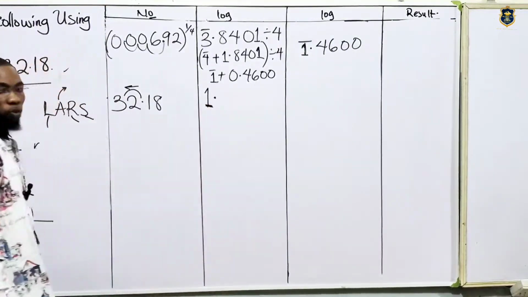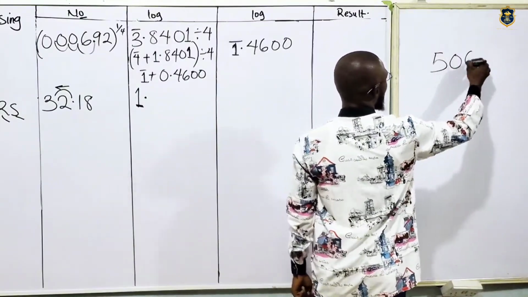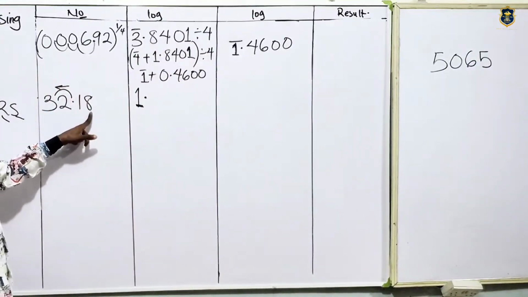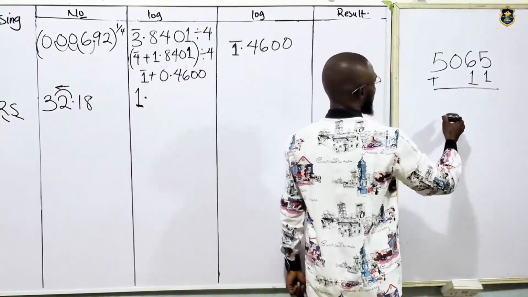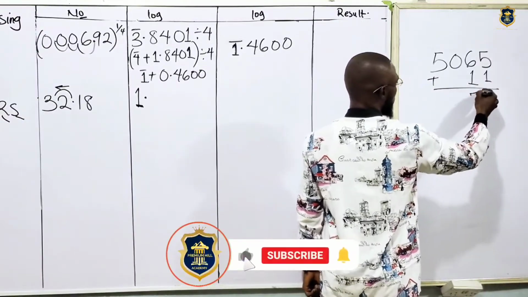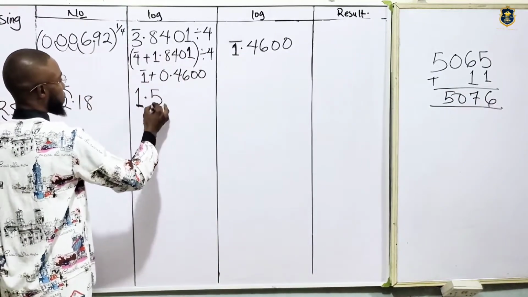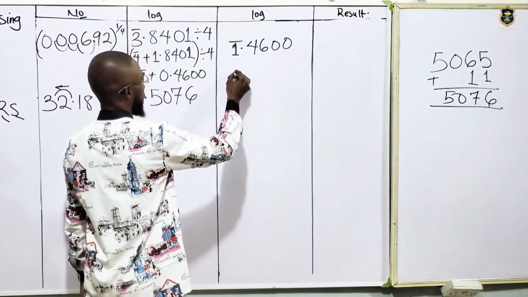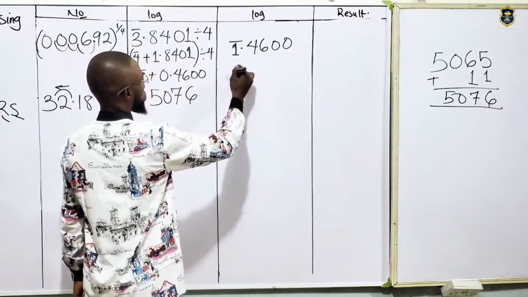So put the point. We look for the logarithm of 32 under 1. Log 32 on your table under 1 should be what? You discover it is 5065, right? And if you check difference 8 from the logarithm table, what does it give you? You discover it is 11. And what do we do? We add: 1 plus 5 is 6, 6 plus 1 is 7, 0. Our answer is 5076. So come here and put 1.5076. So that's the total answer here.